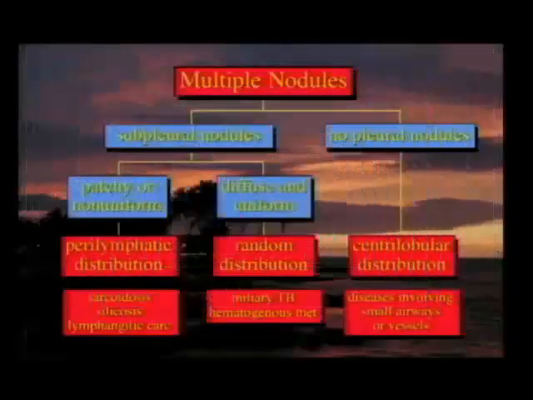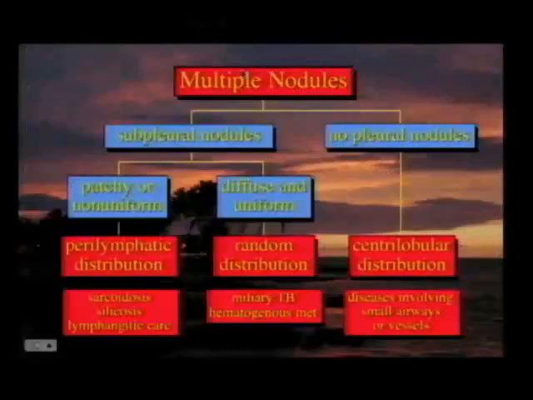distribution of nodules. This is a very simple algorithm that can allow you to diagnose these 3 different distributions of nodules with a very high accuracy. We tested this, and its accuracy was about 95%. If you start with multiple nodules, you don't see any pleural nodules, you don't really need to look for anything else. All of a sudden, you make the diagnosis of a centrilobular pattern.